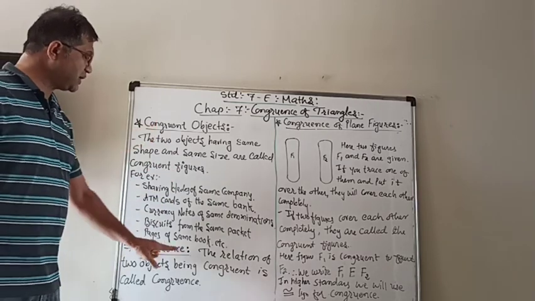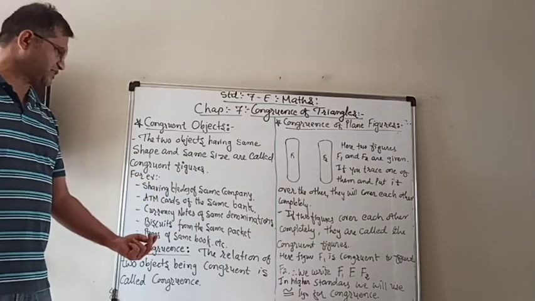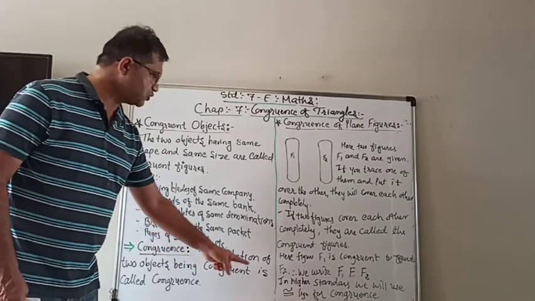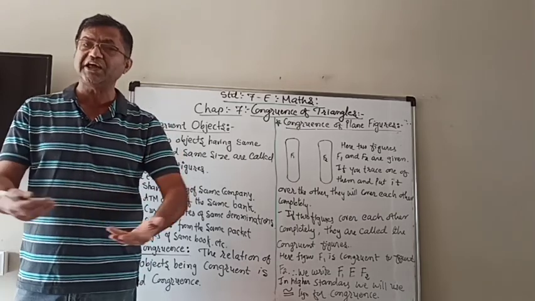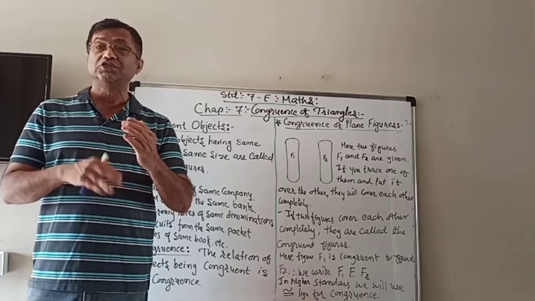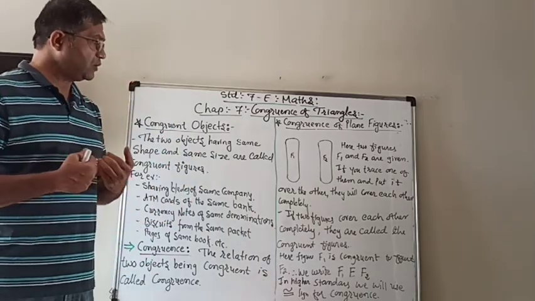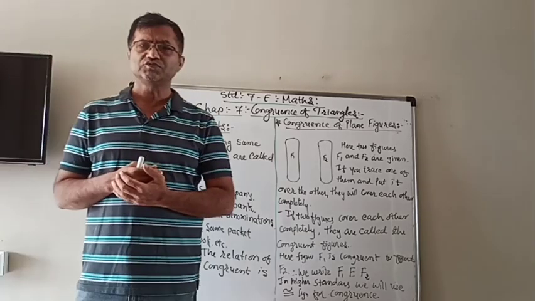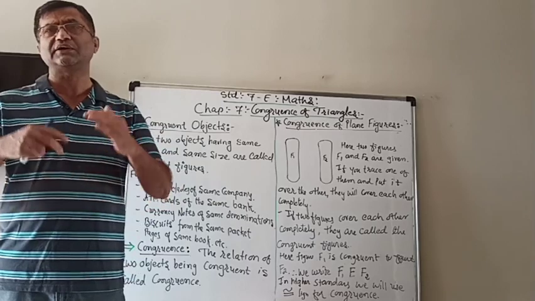Now, what is congruence? The relation of two objects being congruent is called congruence. So this idea of being congruent to each other is known as congruence. Now, before we go to the triangles, let me explain some other things also.